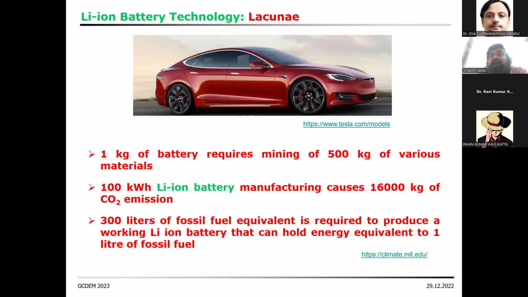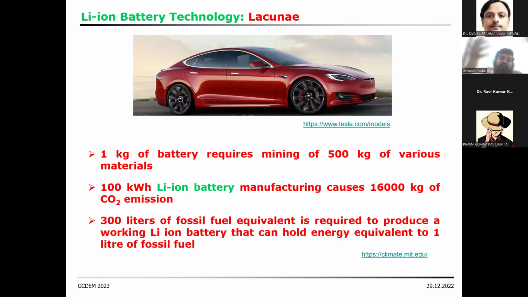Now, even the Nobel laureate received the Nobel Prize for inventing this concept. He himself said that he did not imagine it would come to this extent, because he was always thinking that lithium is rare and not available so easily to everyone. Okay, now let us see some numbers.